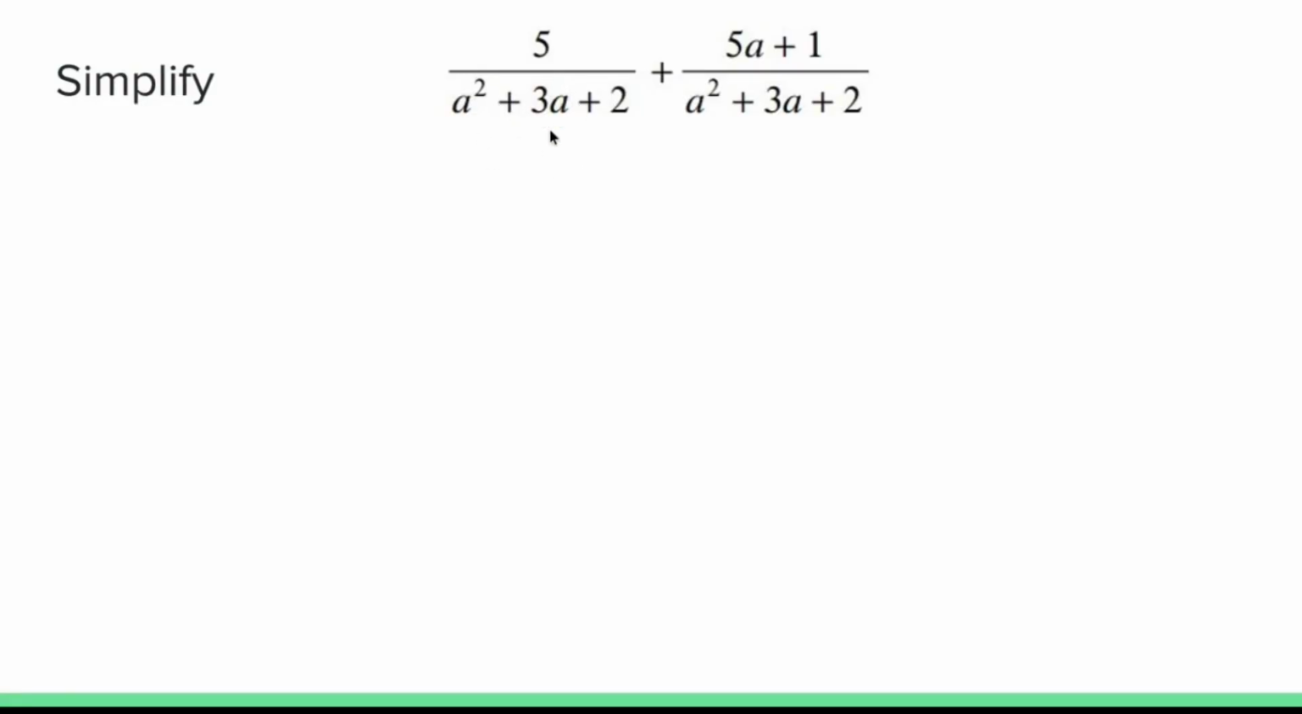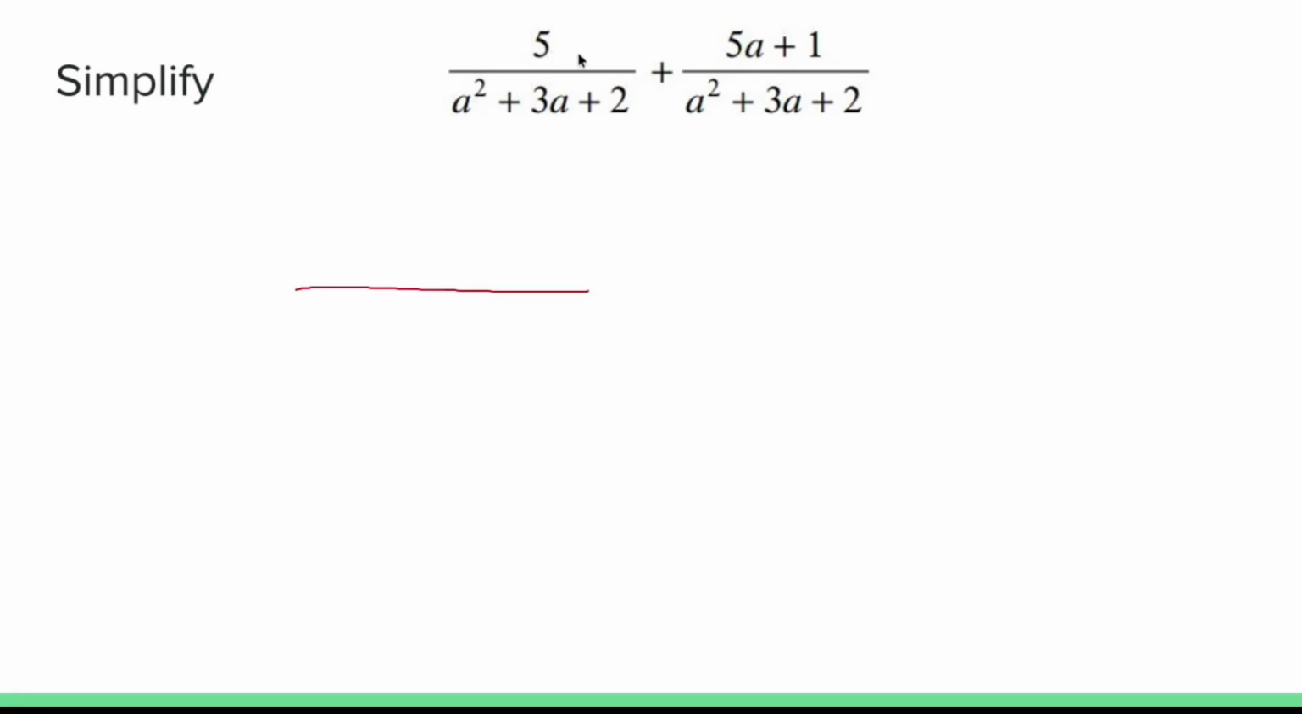All right, time to add some pretty big looking fractions. Now, don't be afraid. Don't be scared. What we have here is two fractions with the same exact denominator. When you add two fractions with the same exact denominator, you just add the numerators willy-nilly.